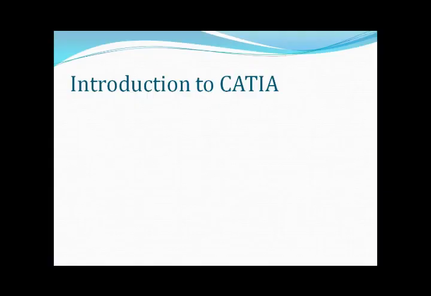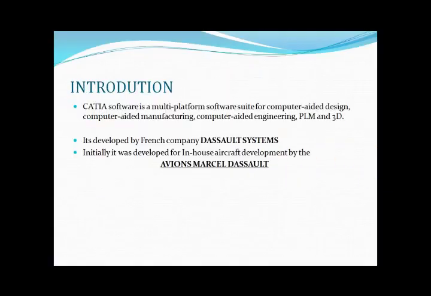CATIA stands for Computer Aided 3-dimensional Interactive Application. This is the CATIA logo and an introduction about CATIA. CATIA is a multi-platform software used for CAD, that is computer-aided design, computer-aided manufacturing, computer-aided engineering, PLM and 3D.